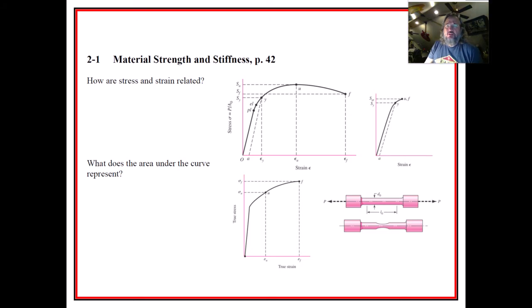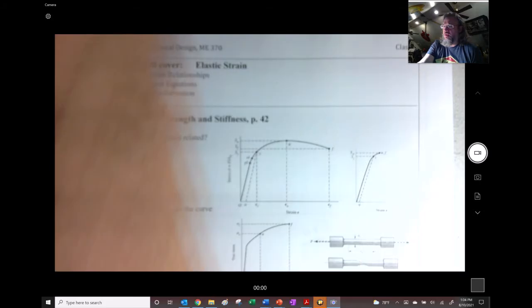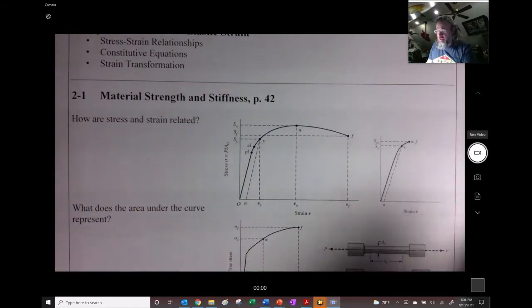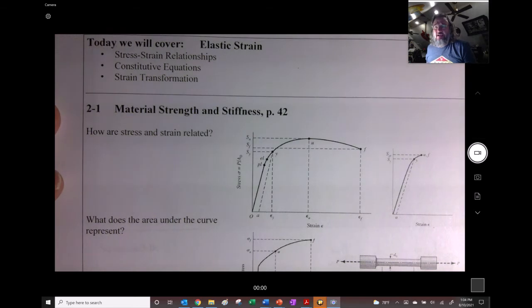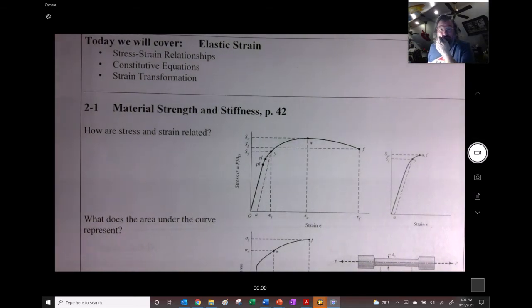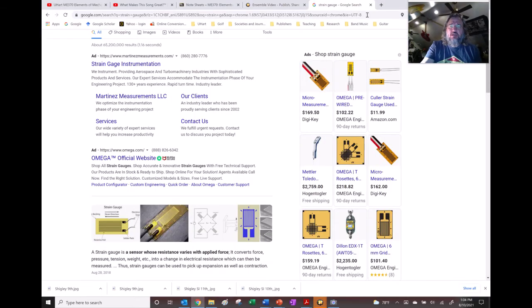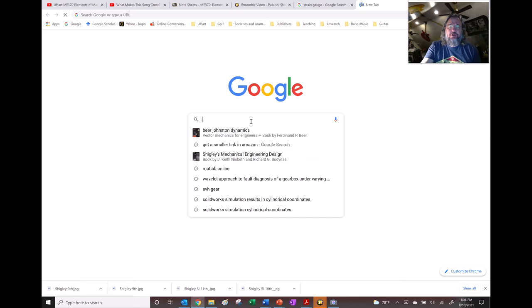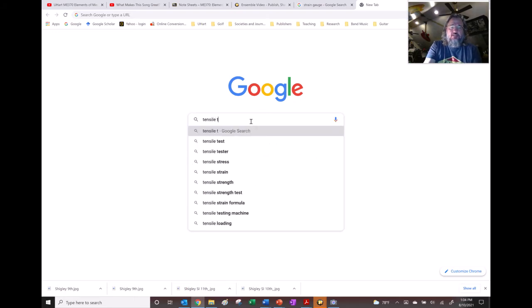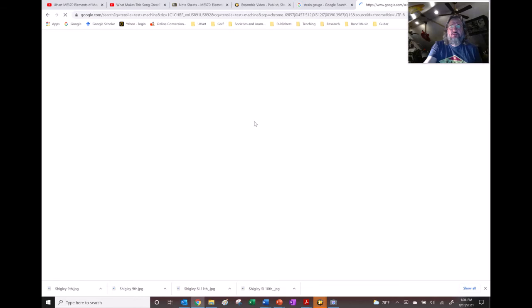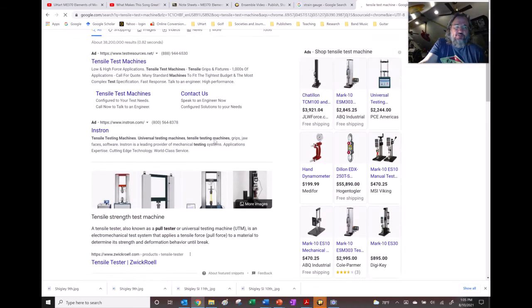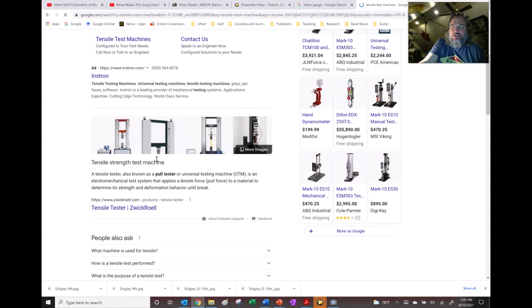So I asked this question, how are stress and strain related to each other? And the answer to this open-ended pedagogical question is, well, they're related to each other by a machine, really, a pull machine. Let's see if we could find a picture of one. We could call it a tensile test machine. So we do a little Googling of this, and you'll see we'll have some machine along these lines.